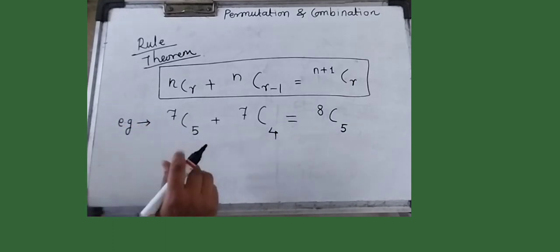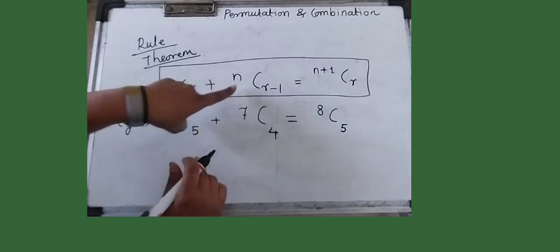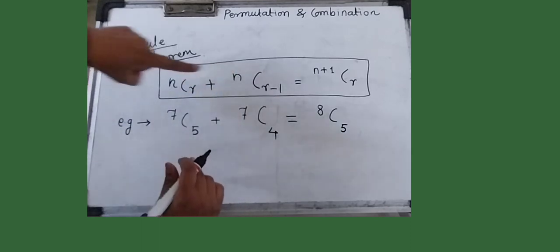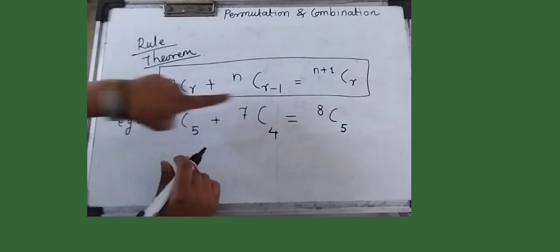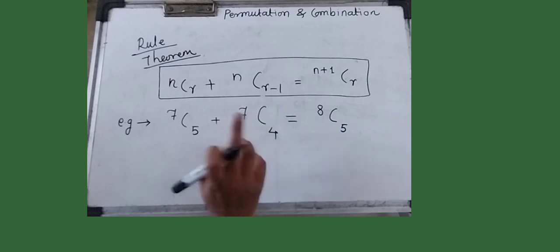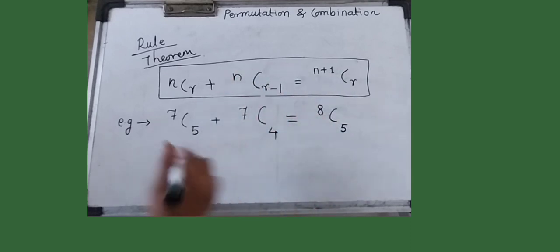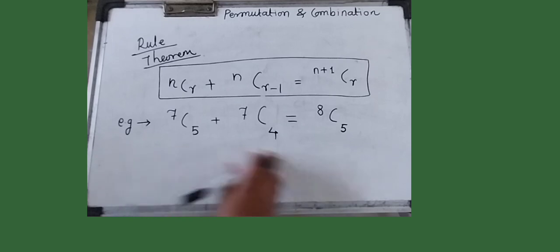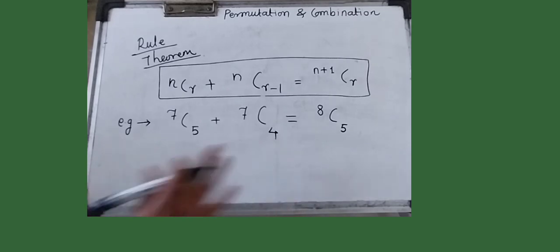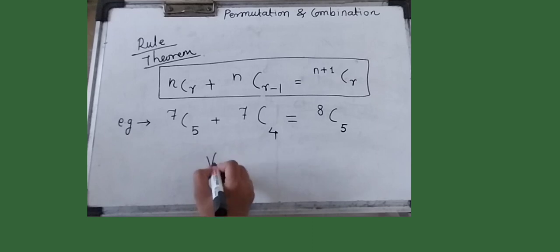Getting or not? See, nCr, here n stays the same number, r minus 1 means 4, n plus 1 means 8, and C5. We'll go through one example. It's very simple. Always asked in exam. Very important.